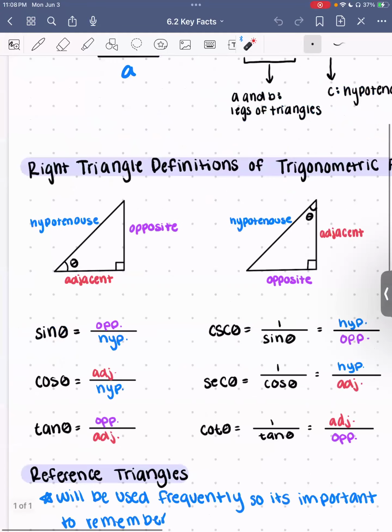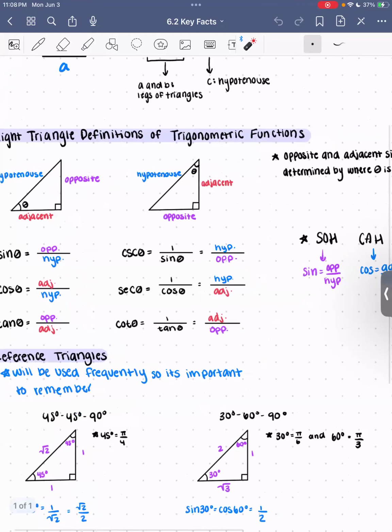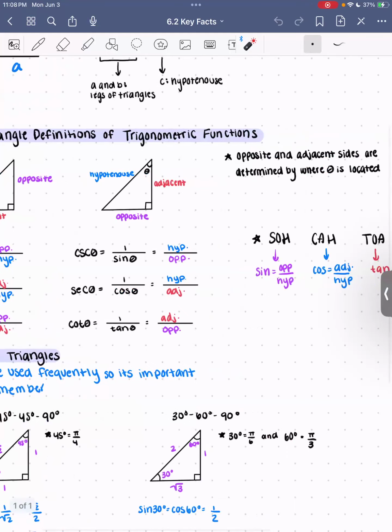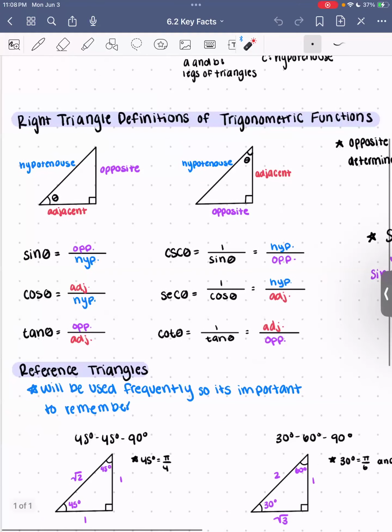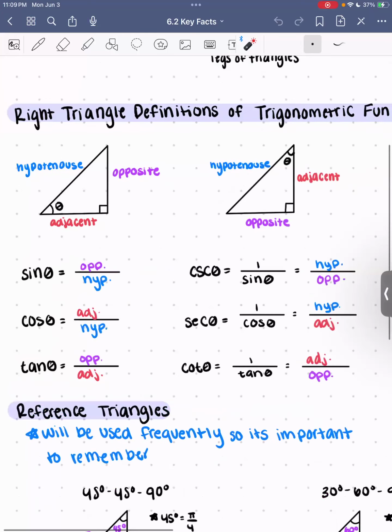All right, so let's get into some definitions of trigonometric functions. This is pretty much what is going to define trigonometry, our basic things. To start, we have sine, cosine, and tangent. The equation for sine is opposite over hypotenuse. When I'm saying opposite over hypotenuse, I'm referring to the sides of the triangle in reference to the angle.